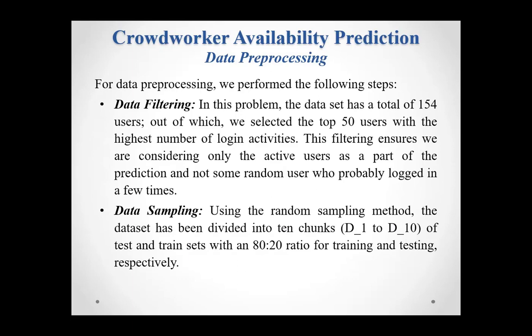In data pre-processing, we have performed the following steps. For data filtering, the data set has a total of 154 users, out of which we selected the top 50 users with the highest number of login activities. This filtering ensures that we consider only the active users as part of prediction, not random users who probably logged in a few times. For data sampling, using a random sampling method, the data set has been divided into 10 chunks, that is D1 to D10, of test and train sets with a ratio of 80:20 for training and testing respectively.